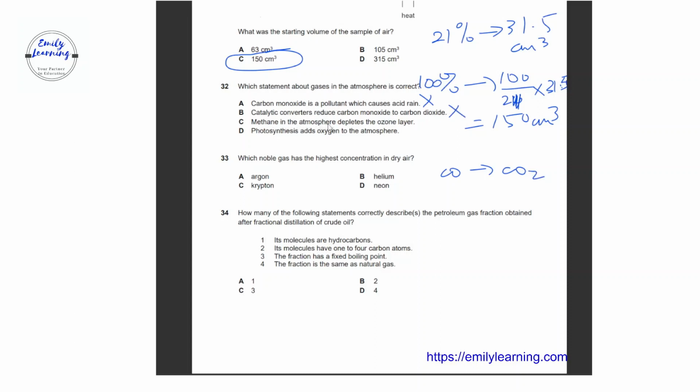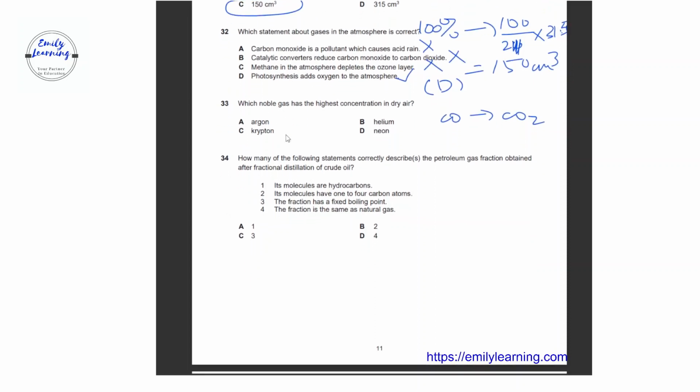Methane in the atmosphere depletes the ozone layer. Methane is a greenhouse gas. It increases the temperature, but it doesn't deplete the ozone layer. It's your CFCs, chlorofluorocarbons, that deplete the ozone layer. So this is also wrong. D, photosynthesis adds oxygen to the atmosphere. This is correct. During photosynthesis, plants take in carbon dioxide and give out oxygen. So D is correct.